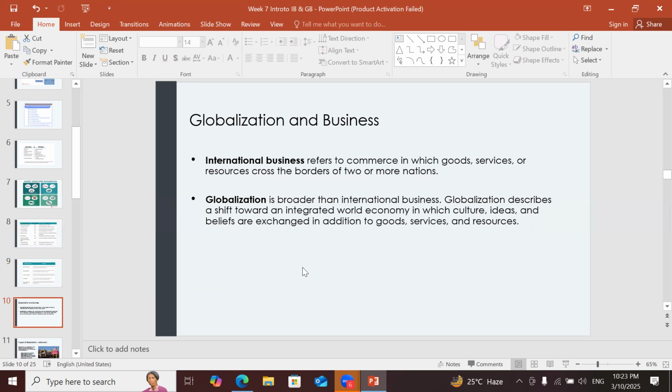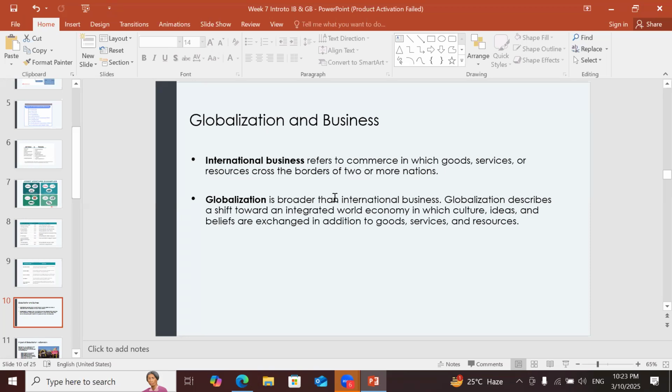Now I am going to point out globalization and business. How does globalization impact business? Let me start with international business. International business refers to commerce in which goods, services, and resources cross the borders of two or more countries, using trade and dealings to meet the demand in respective countries. This is international business.